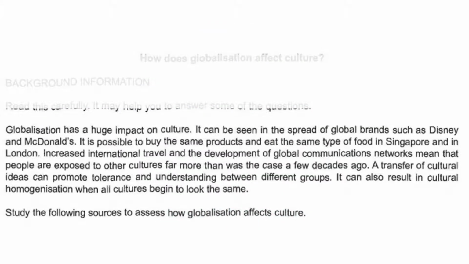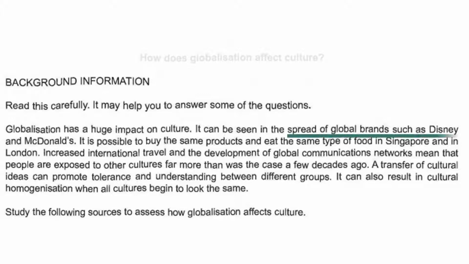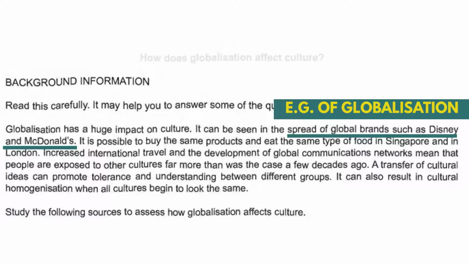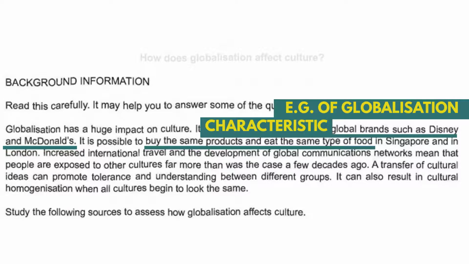So next, we talk about background information. When we talk about the spread of global brands such as Disney and McDonald's, what we are actually dealing with are the examples of globalization. They are the companies that have spread worldwide. Next, these are the characteristics of globalization where we can buy the same product, eat the same type of food in Singapore. Is that a benefit? I'm not sure. For some, it might be considered as a benefit. For some, it might not. So we'll wait and see.